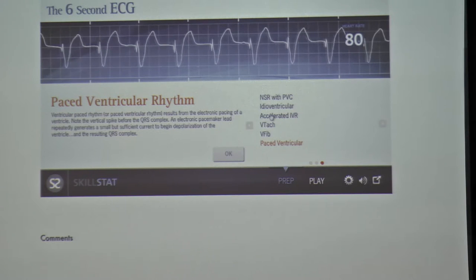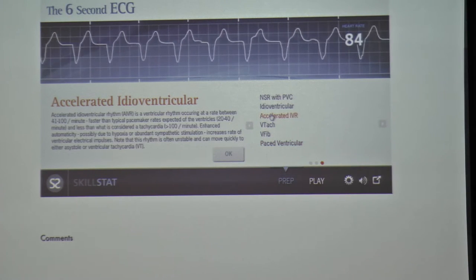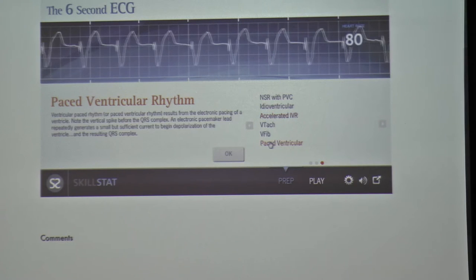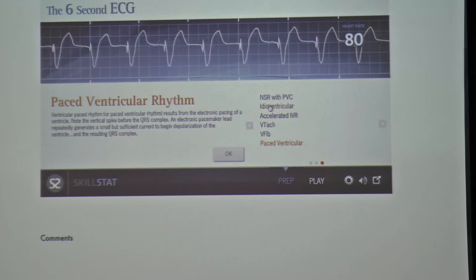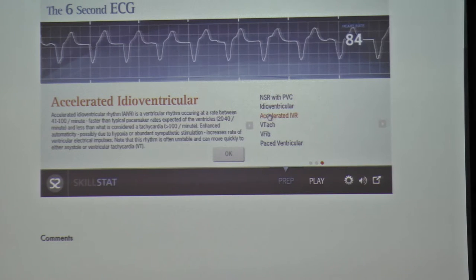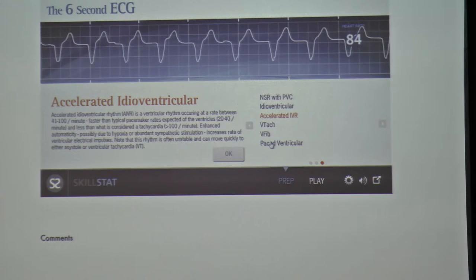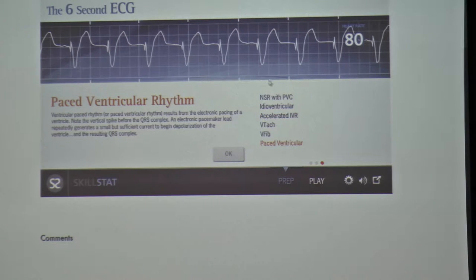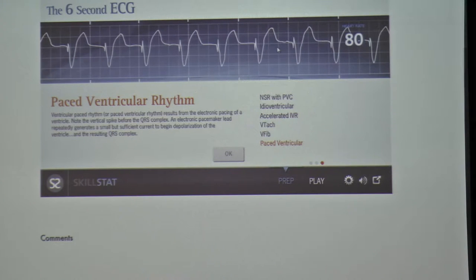So here's an accelerated ventricular. Does it look much different? Here's the pacer, accelerated. The only thing you're missing is that tiny little spike. Because really, what is this pacemaker doing? For all intents and purposes, it's making a ventricular rhythm. It's only depolarizing the ventricles.